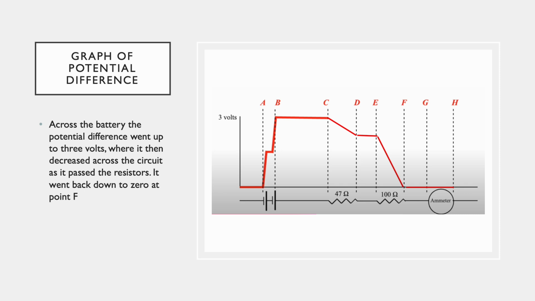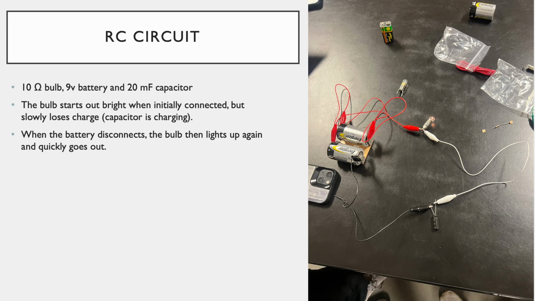So here's a graph of the total potential difference. You can take a look. It increased, obviously, from the battery EMF, then it decreased through the resistors, and it eventually ended back at 0.